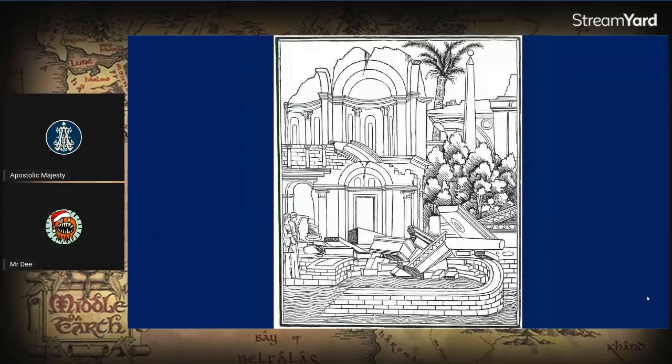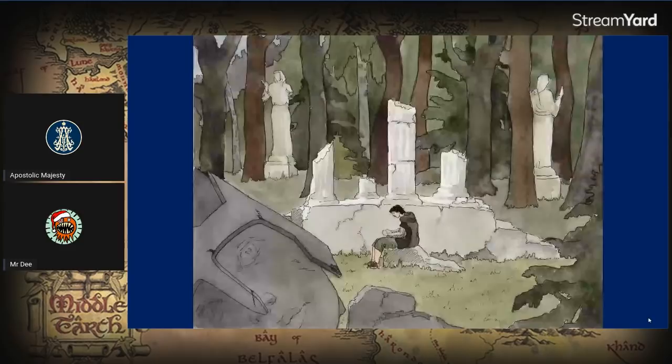The next image is another one from the Hypnerotomachia, the ruins of the obelisk, and so I've put that with the next, Frodo sitting amongst the, oh dear, what was that place called? So this would be Frodo traveling through Ettenmoors.